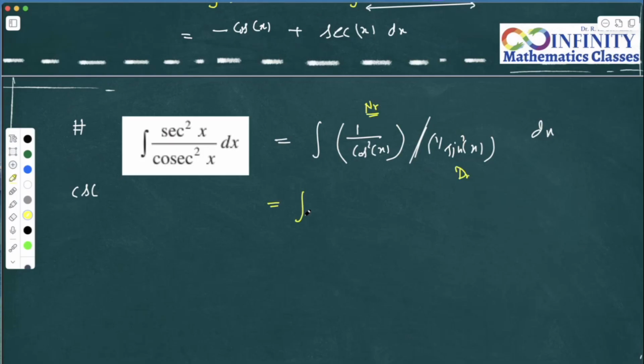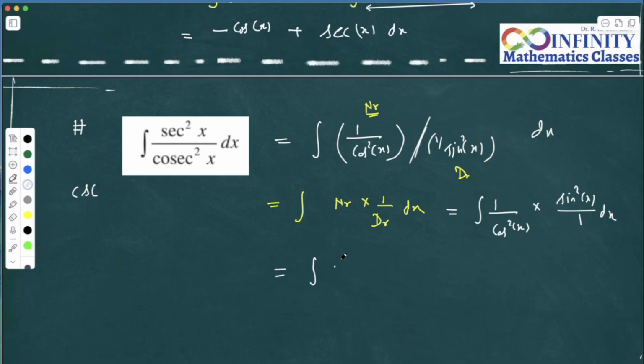How should we simplify? Keep the numerator as it is and multiply by the reciprocal of the denominator. This is how generally we simplify them. Numerator is 1 over cos square x. Multiply by the reciprocal of the denominator. What should it be? Sine square x divided by 1. Do you agree? Check that the denominator is 1 over sine square x, so you need to multiply by the reciprocal of it. Am I right? Yeah. Perfectly okay.